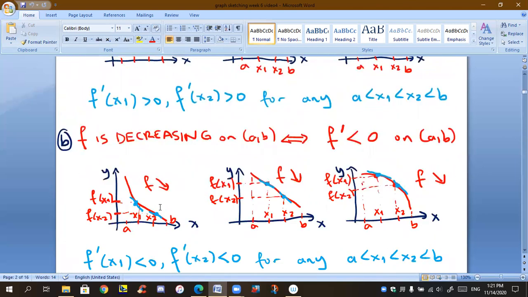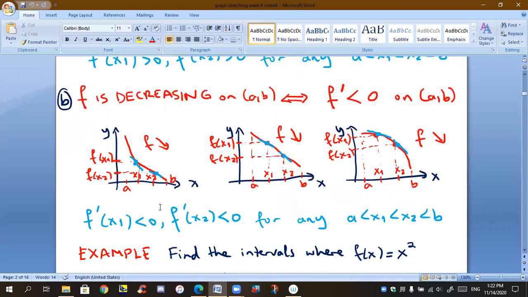And if f is decreasing on an interval, then the derivative must be negative. Why? Think about our decreasing function pictures and draw the tangent lines. The tangent lines will be going downwards, which means they have negative slopes. Negative tangent line slope means the derivative is negative. But you can also go backwards. If f prime is negative, then all of the tangent lines to the graph of f are going downwards, which means the function must be decreasing.